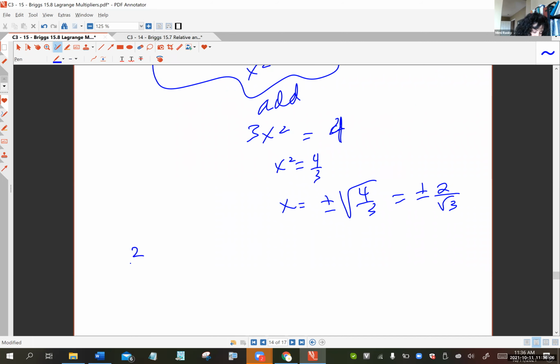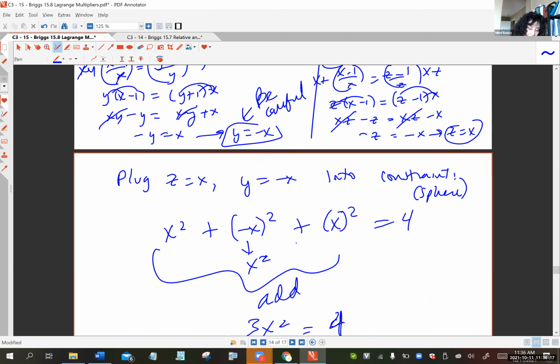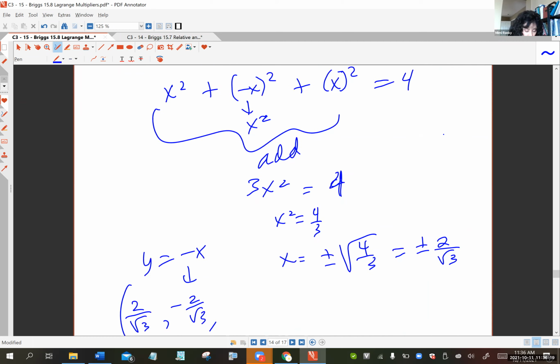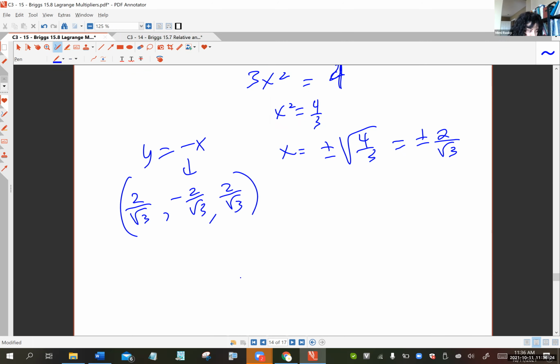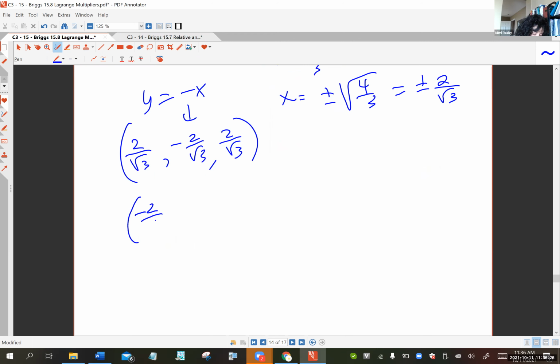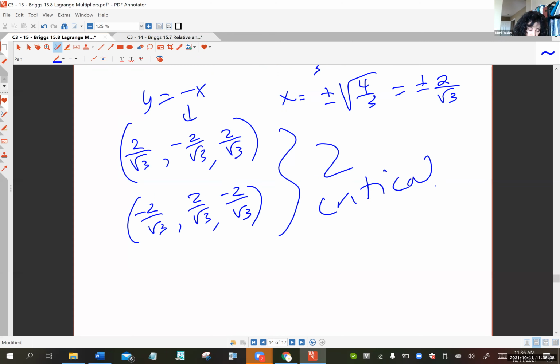So what do you get? Let's say we choose x to be the positive 2 over square root of 3. Since y has to be the opposite in sign, not plus or minus, and z has to be what? Exactly what x is. So whatever x is doing, z has to do it. That's a critical point. Another critical point, if x is negative, y will be opposite in sign, and z has to do whatever x is doing. So these are 2 critical points only.